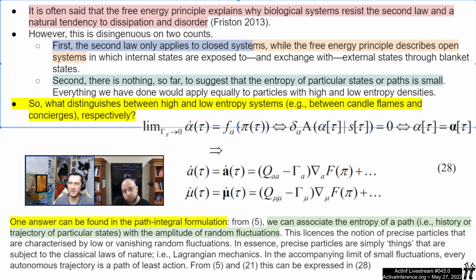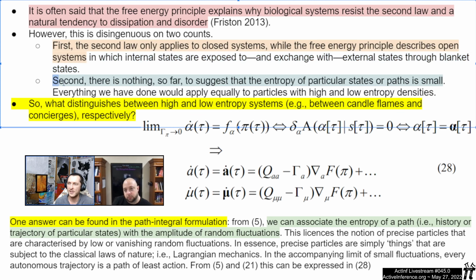First, the second law applies only to closed systems, while the free energy principle describes open systems in which internal states are exposed to and exchange with external states through blanket states. A lot to unpack there. What exactly is the exchange? Is it like an informational exchange? Or are like nutrients crossing and becoming incorporated into the internal states?